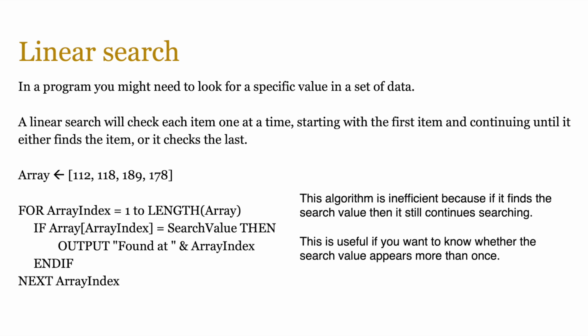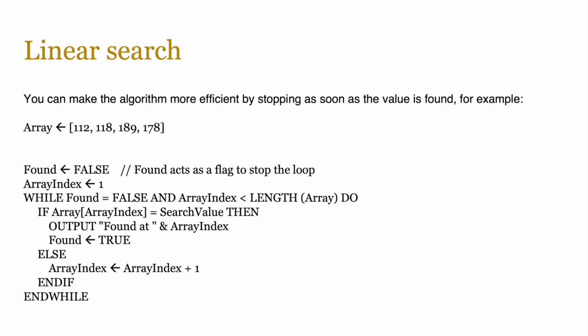However, if you just wanted the first one, it becomes very inefficient because you want the loop to stop when the item is found. So you can make the algorithm more efficient by using a flag, which allows you to exit the loop once an item is found. Now on screen is a modified example of the linear search algorithm, and this is an efficient version of the previous algorithm. So do pause the video and study this.